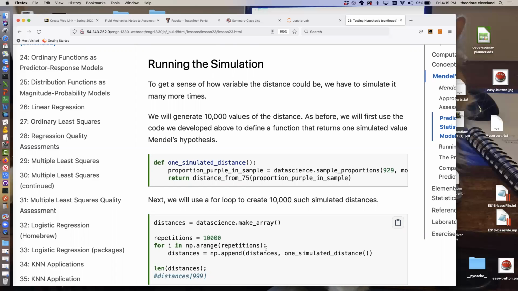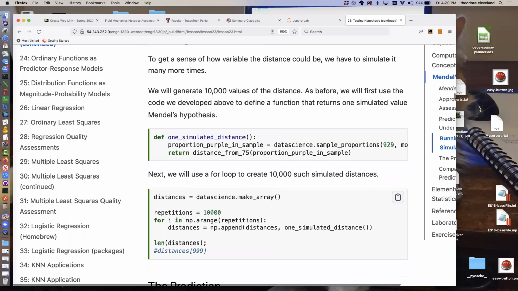And as before, first we use the code we developed to make a function that does one value. So there's one simulated distance, going by the rather cleverly chosen function name, one simulated distance. And then we're going to go ahead and make an array called distances. We'll repeat it 10,000 times. And as it's marching through these repetitions, we will add the simulated distance for each growing season.